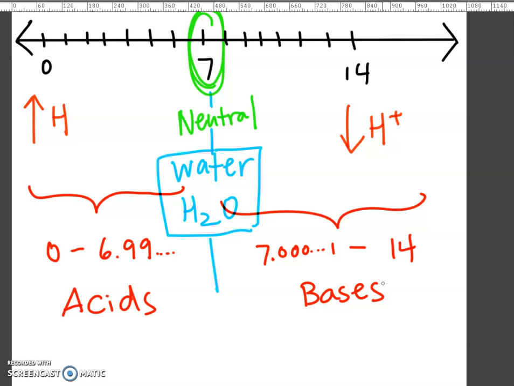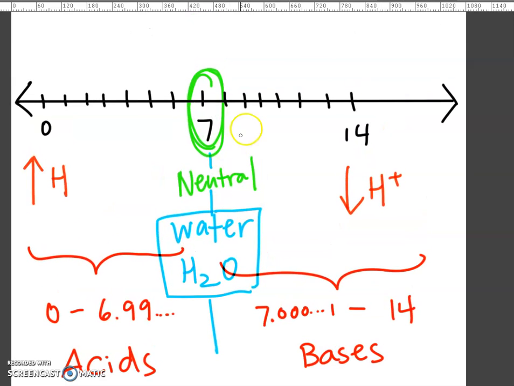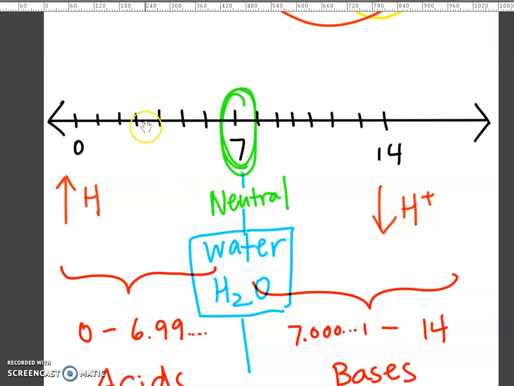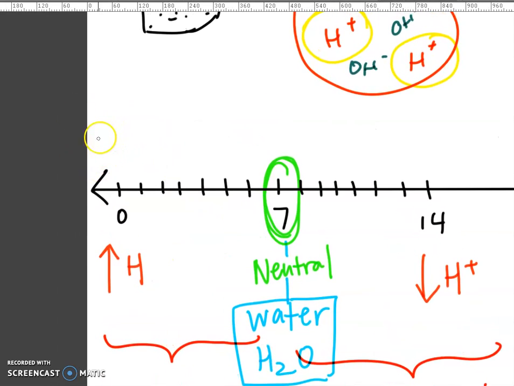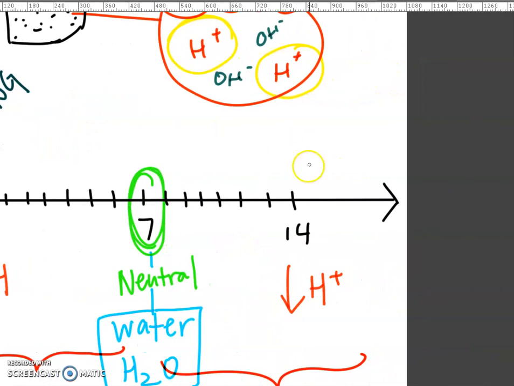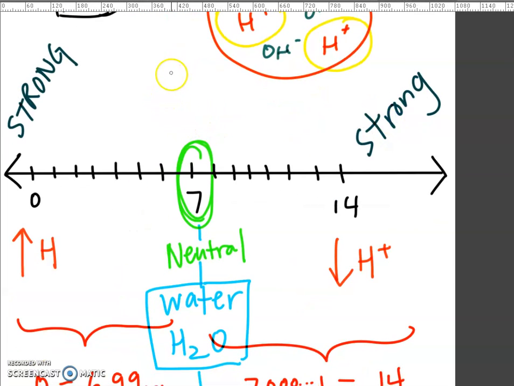Because 7 is neutral, because 7 is the normal, nothing's happening at 7, we can compare the numbers to tell us how strong something is. The farther away you are from 7, the stronger you are going to be. So on this end, closer to 0 is strong, and on this end, closer to 14 is also strong. That means this area right around 7 is going to be weak, with the exception of 7, which is very neutral.